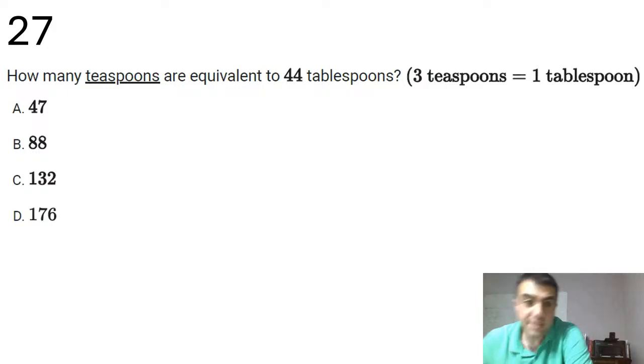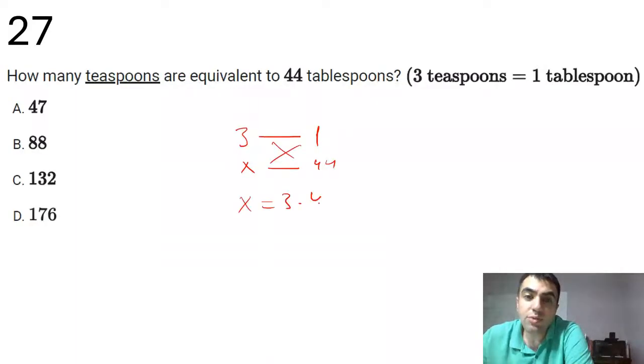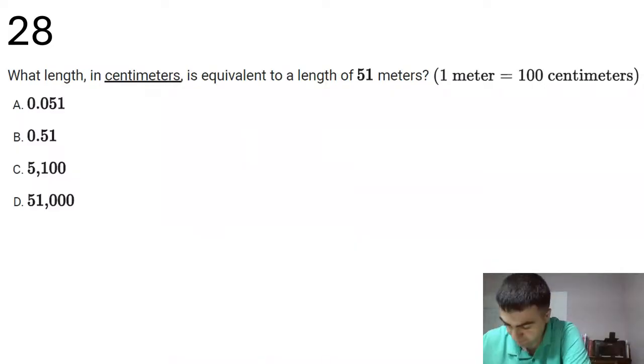This one says it is C. If 3 teaspoons is 1 tablespoon, x teaspoons is 44 tablespoons. So x is equal to 3 times 44. X is equal to 132. It is C. Next question. Yes, Tuncay, you are right. What length in centimeters is equivalent to a length of 51 meters?